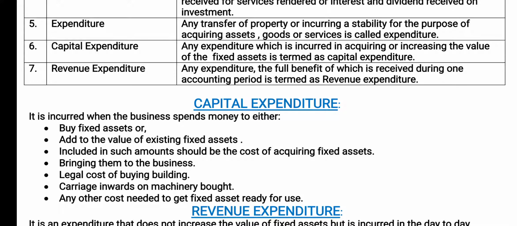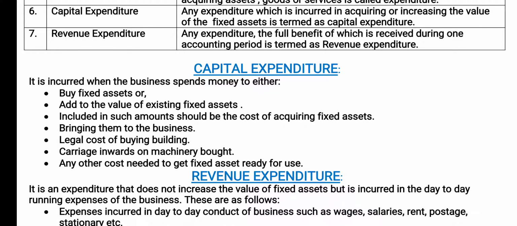Second, add to the value of existing fixed assets. Suppose in our manufacturing unit we have 7 machinery, but we need 10 more. So when we bring those 10 new machineries, that adds to the value of our fixed assets, and they will become our capital expenditure. All the amounts incurred in buying those fixed assets, and bringing them to the business, will also be termed as our capital expenditure.